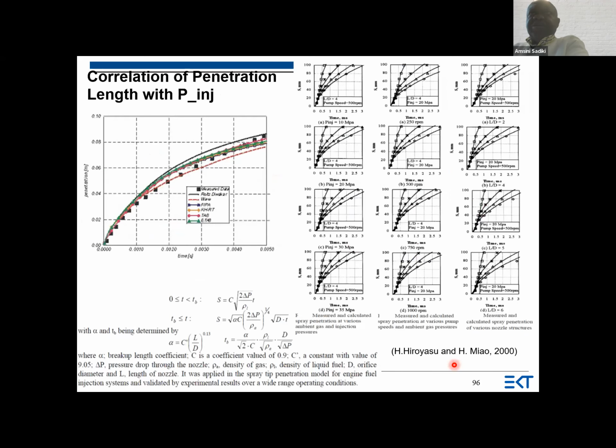But we can also try to deduce some correlations. So the correlation for the penetration lengths, there exists for the jets or for the jet in cross flow. And there is also some correlation which accounts for the effect of the pressure. And this is one which was proposed by Hiroyasu in 2000.